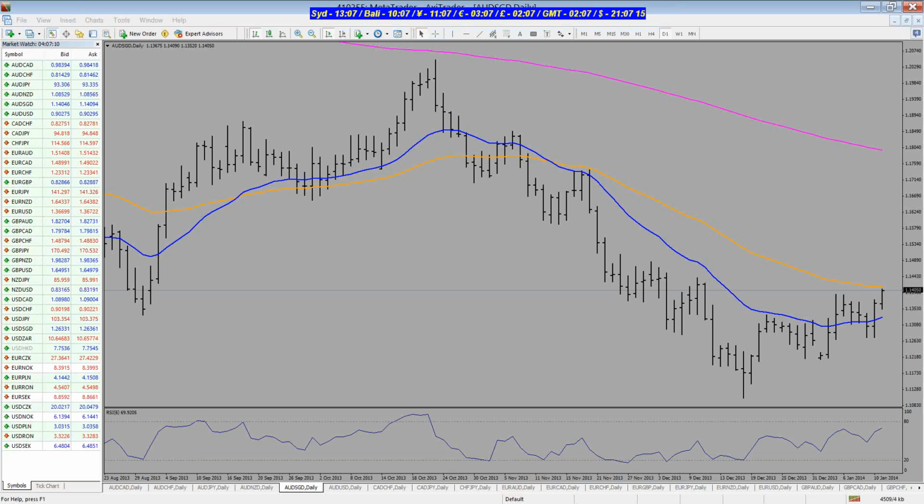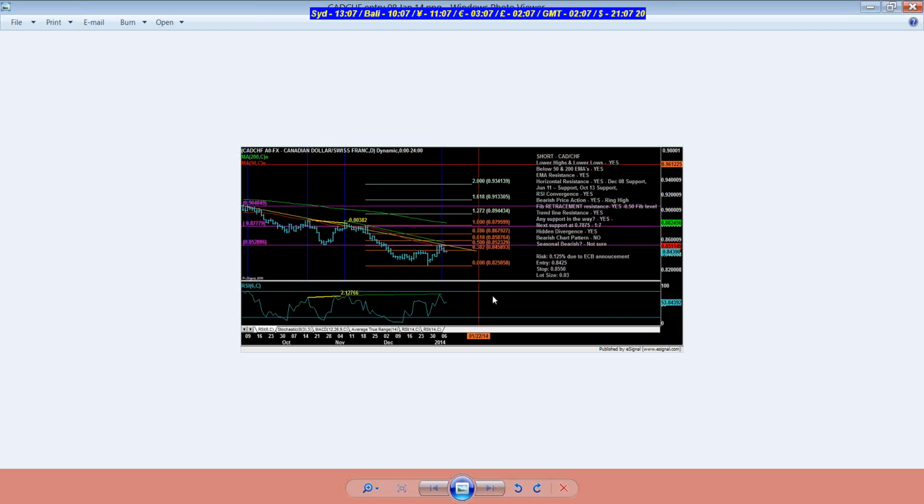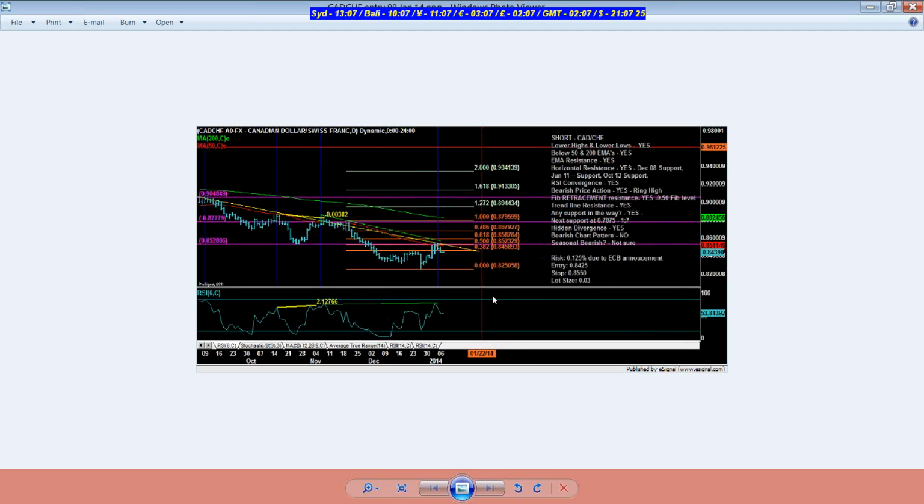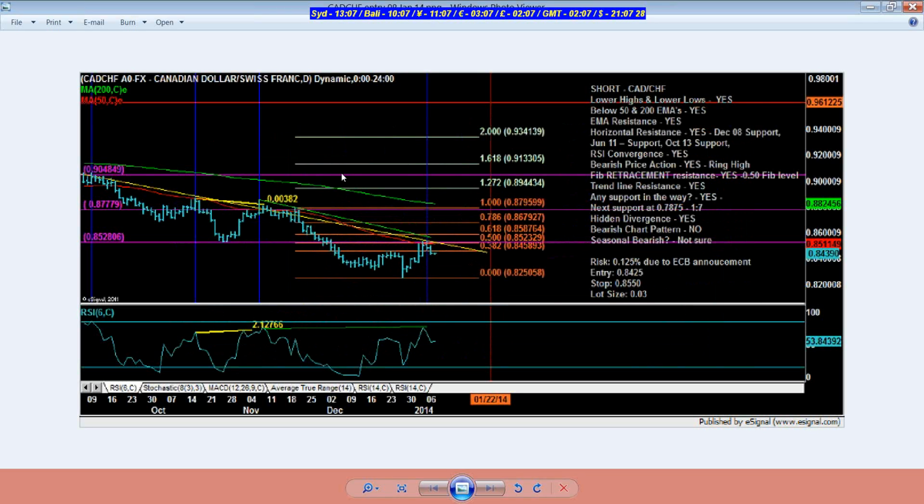The second one, CAD Swiss. I won't be entering the order on the CAD Swiss due to ECB. But your analysis is all good. Slight hidden divergence there, isn't there? Yeah. And get your fib in the right place.